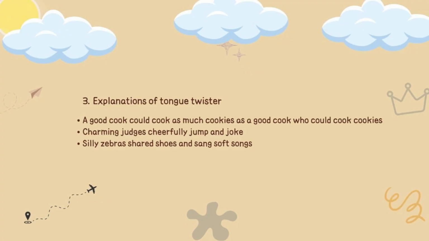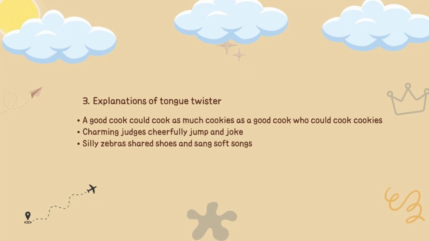Explanation of consonants in the second tongue twister. This tongue twister practices ch and j, which are post-alveolar affricates. Ch as in charming is voiceless, while j as in judge is voiced. Both sounds begin as a stop and release as a fricative. Practicing these sounds improves the clarity of English speech when distinguishing similar affricates.